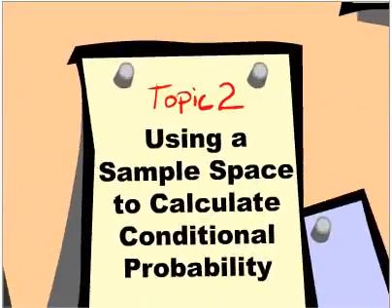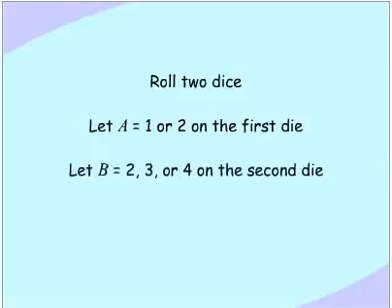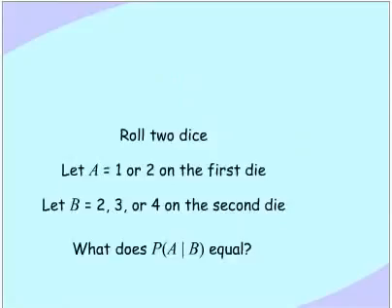Well, you can do conditional probability by a formula. It's really easier to do it in a way that makes good intuitive sense. Let's take another look at that example. Roll 2 dice. Let A be the event, roll a 1 or a 2 on the first die. Let B be the event, roll a 2, 3, or 4 on the second die. What does the probability of A given B equal?